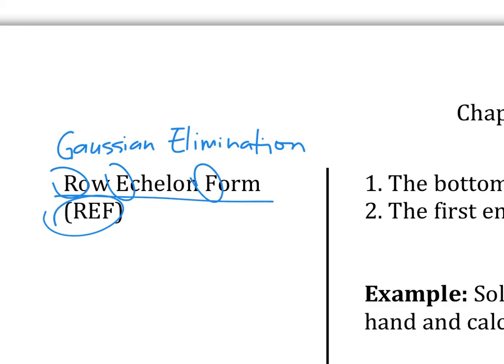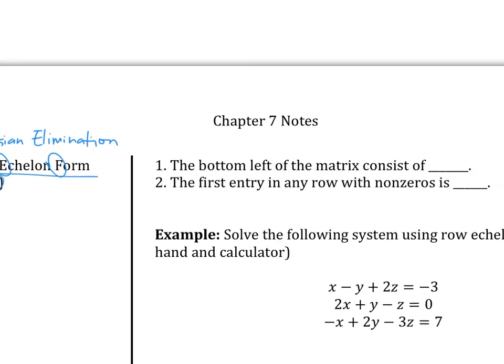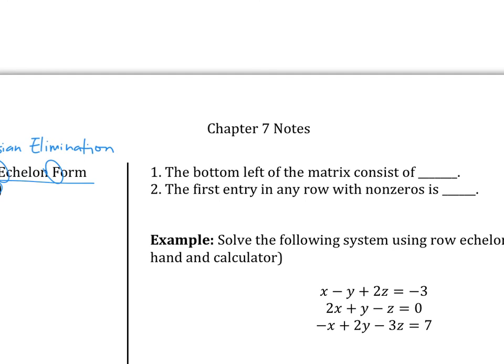Okay, again, this form is that the bottom left of the matrix is all zeros. The first entry in any row that is non-zero is 1. So it's a triangle: everything is 0 outside of the triangle, and then the first entry of every row is 1. All right, I'm going to show you how to use the calculator first, and then you're going to do it by hand.